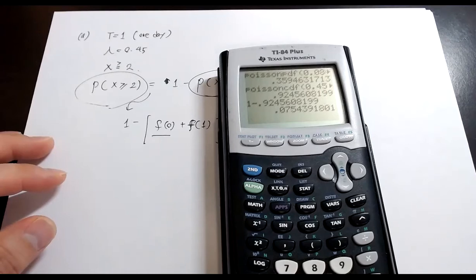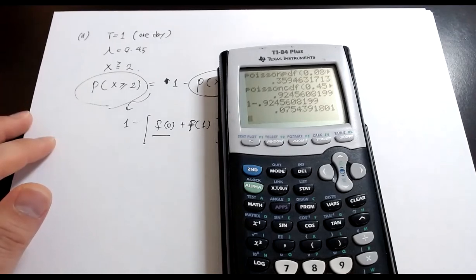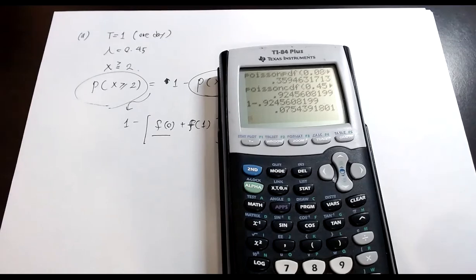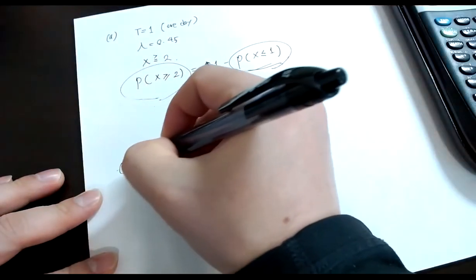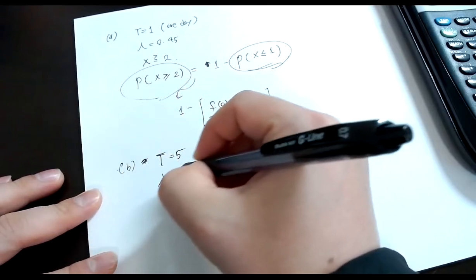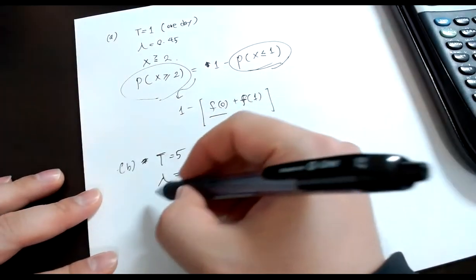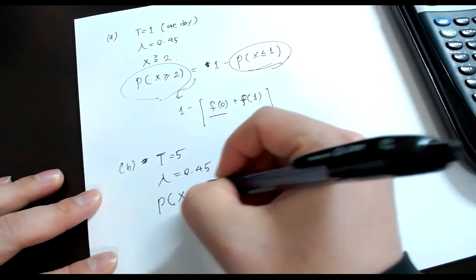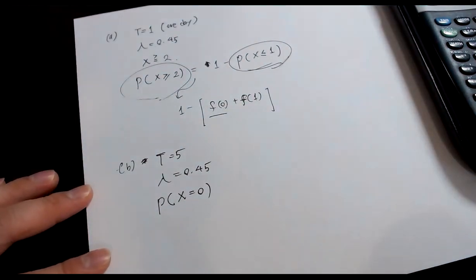Question B. The question is: what is the probability of no content changes in 5 days? So t equals 5, and lambda is 0.45. The question is to find the probability that x equals 0, because there are no content changes. So that's going to be what?